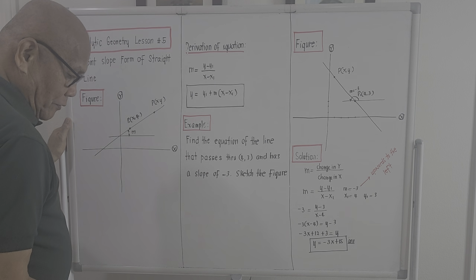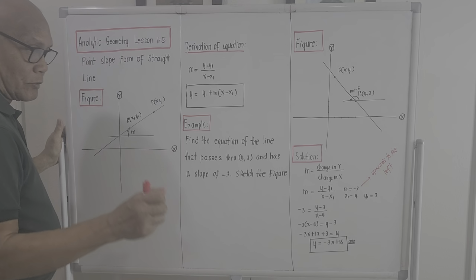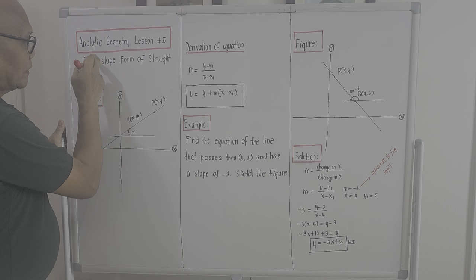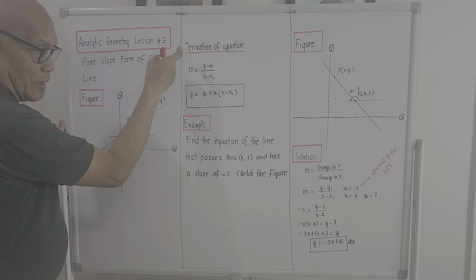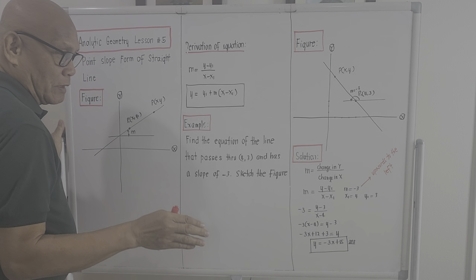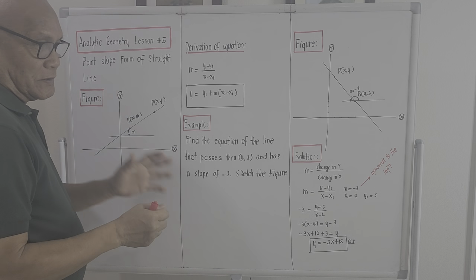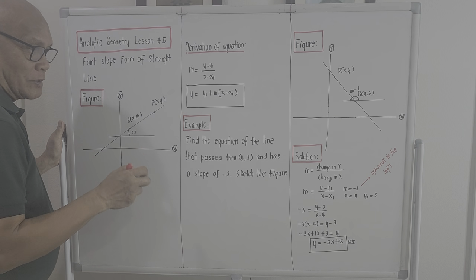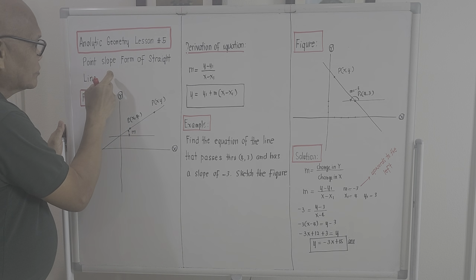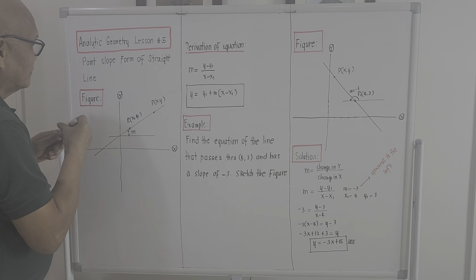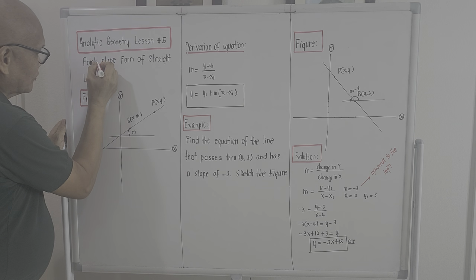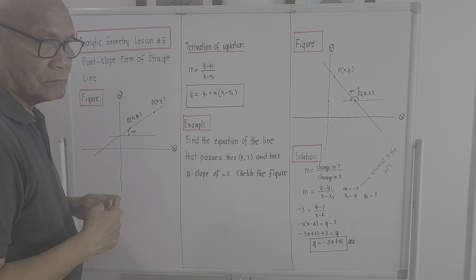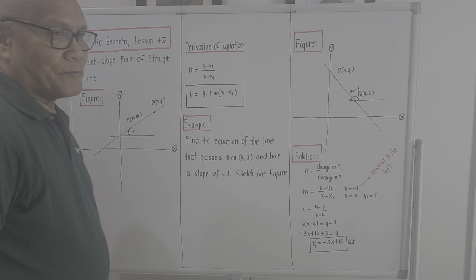The title of the subject matter for this morning, for those who are following my channel, will be analytic geometry, and this will now be lesson number 5. We are taking it gradually, okay? And the title of the topic will be point-slope form of a straight line. We are on the topic straight line.